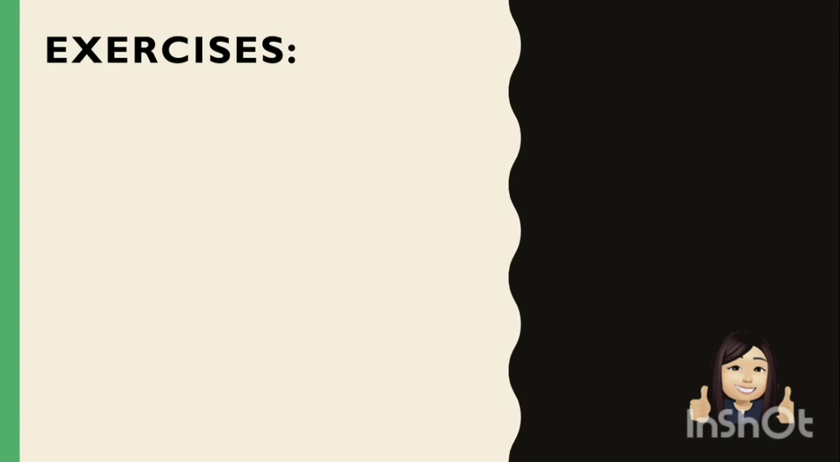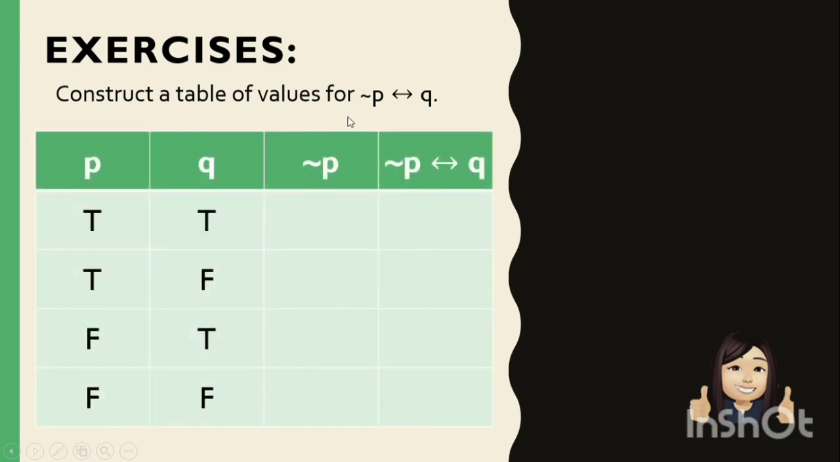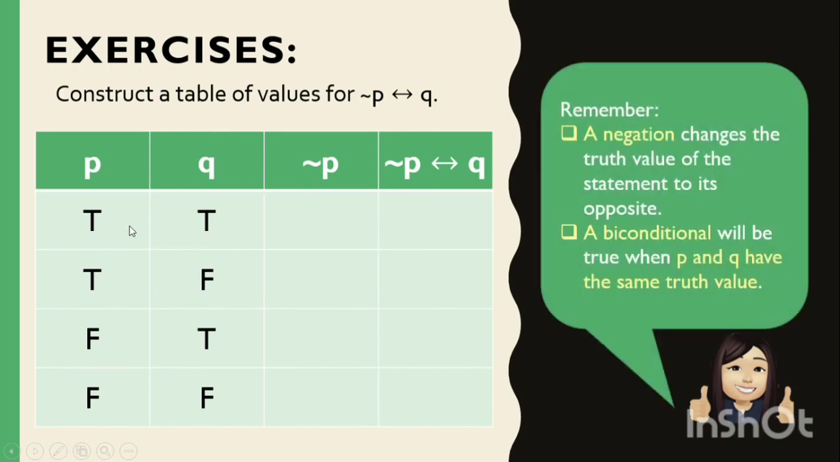Let's now proceed to the next example. We will construct a table of values for not P if and only if Q. So that's a biconditional and a negation. Again, we need not P and not P if and only if Q. Here are all the possible combinations for P and Q. Not P, we will get the negation. Again, the negation changes the truth value of the statement to its opposite.